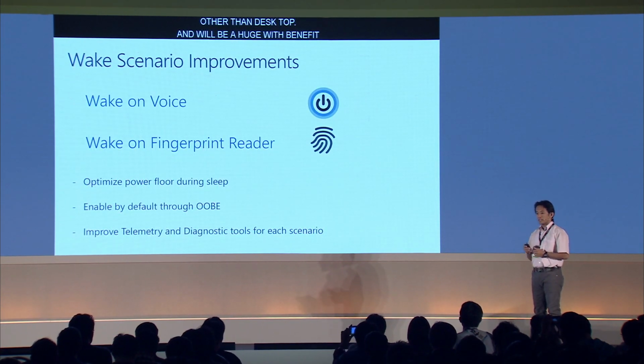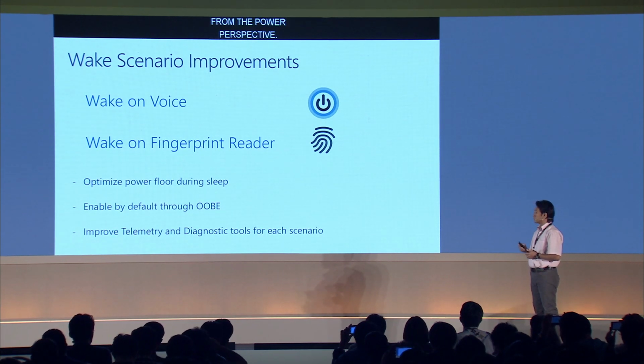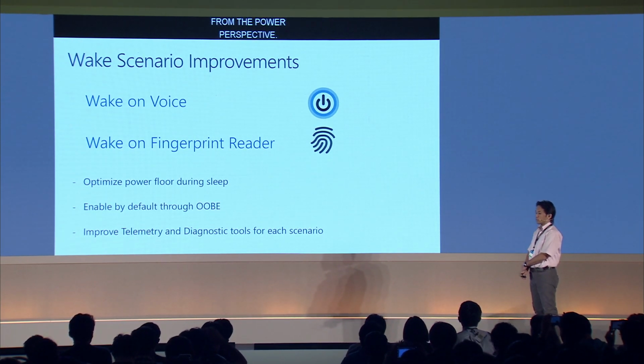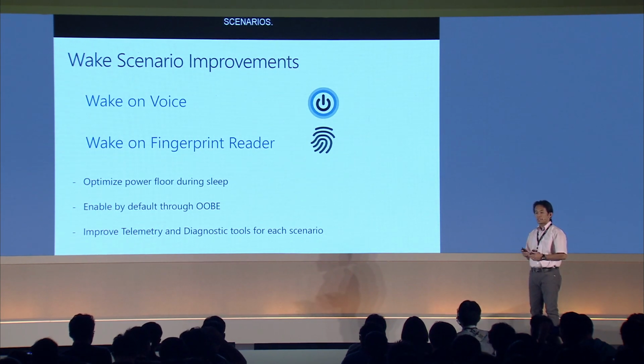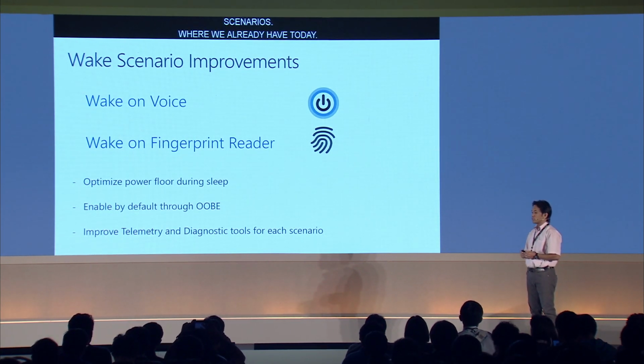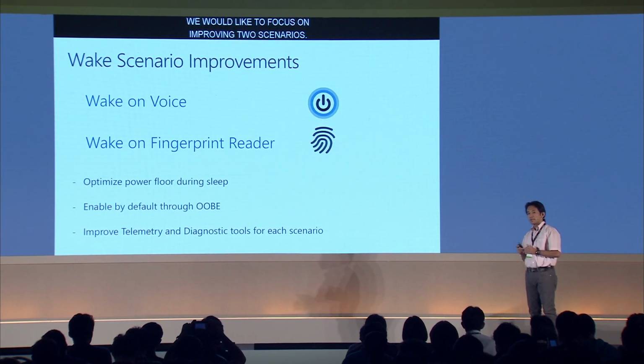Next is investments around wake scenarios that we already have today. We would like to focus on improving two scenarios, wake on voice and wake on fingerprint. The reasons are that these two scenarios are relatively new and they received the most attention from our OEMs. Planned improvement points are to optimize the power floor during sleep, enable these features by default through OOBE, and improve telemetry and diagnostic tools for these scenarios so that we can debug if we hit some issues on these features.